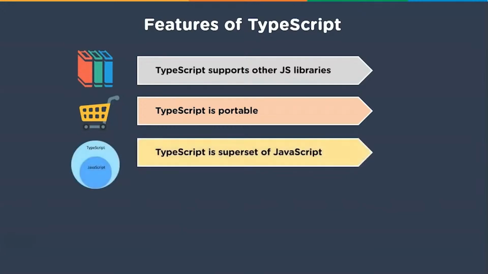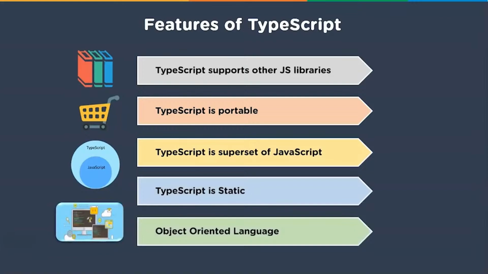TypeScript is a superset of JavaScript. It's a strong syntactical superset of JavaScript with the addition of optional static typing. TypeScript is a large-scale application development language that transcompiles to JavaScript. TypeScript is static and TypeScript is an object-oriented language.